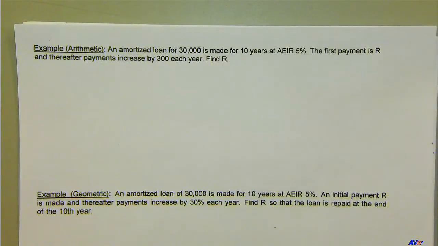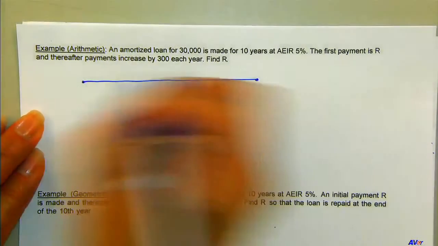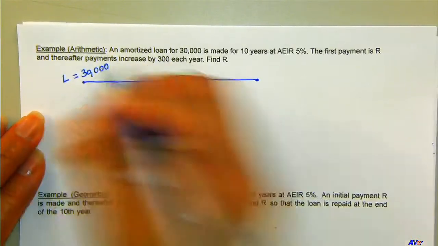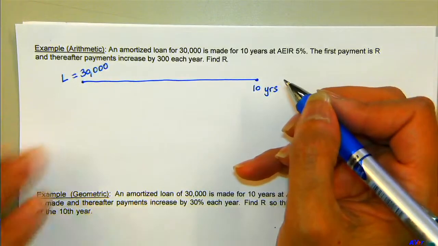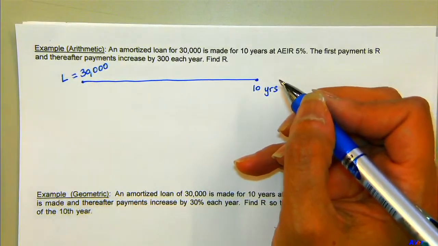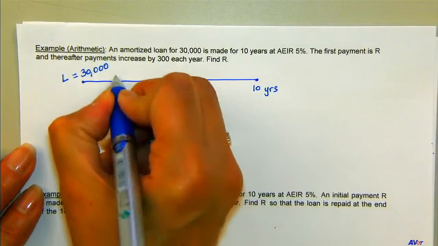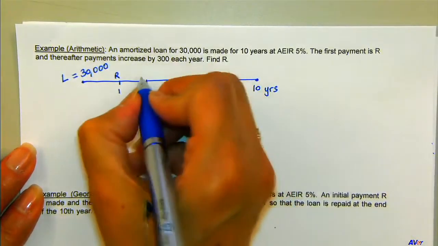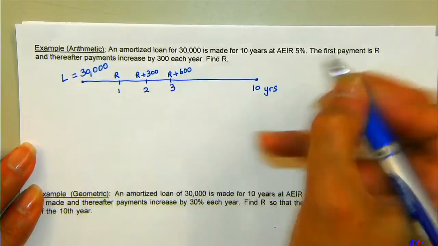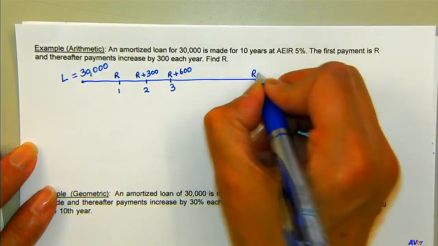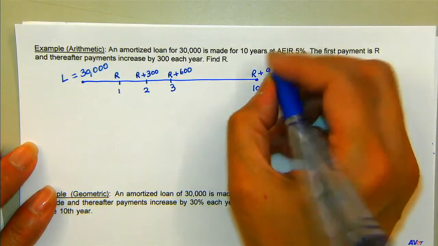An amortized loan for $30,000 is made for 10 years. Okay, timeline. L equals 30,000, made for 10 years. I equals 5%. The first payment is R, and thereafter payments increase by 300 each year. So first payment is R, second payment is R plus 300, third payment is R plus 600, and lastly, R plus 900. R plus 9 times 300.